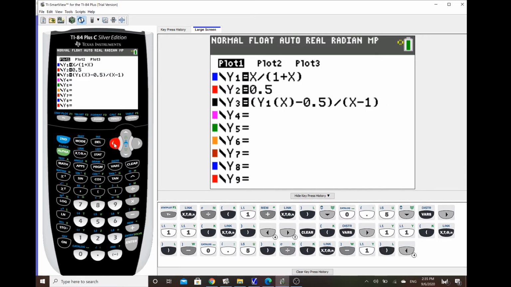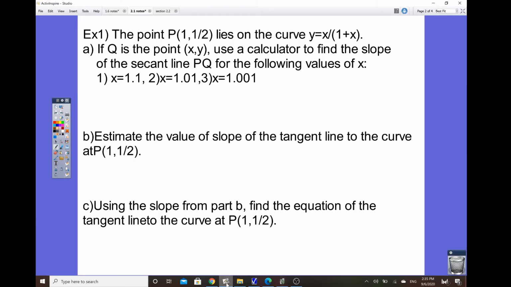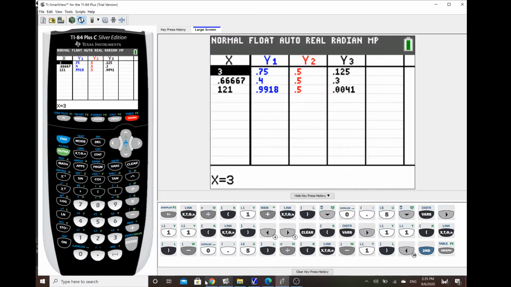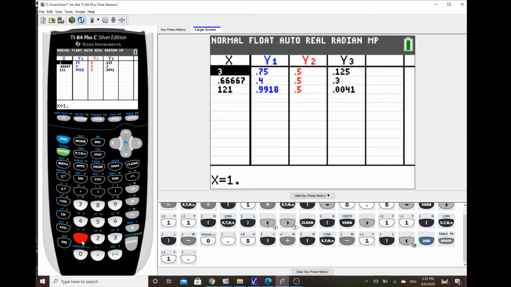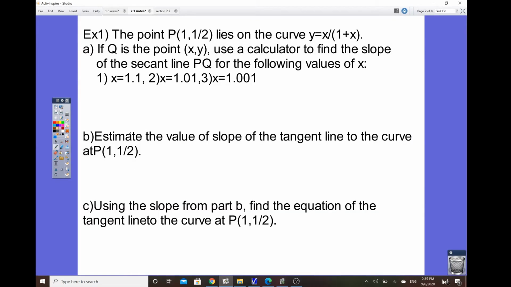Now what I would like to do is go to the XY table. In order to go to the table, you want to go to second, graph. Again, the given values we have here are 1.1, 1.01, 1.001. So now let's find out the slope at each position. So 1.1. For the y3 column, the slope is 0.2381. Okay, so that slope here is 0.2381.